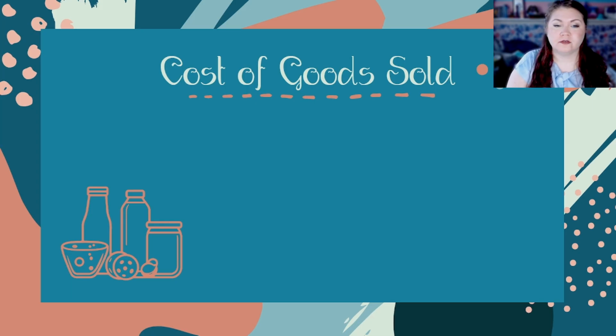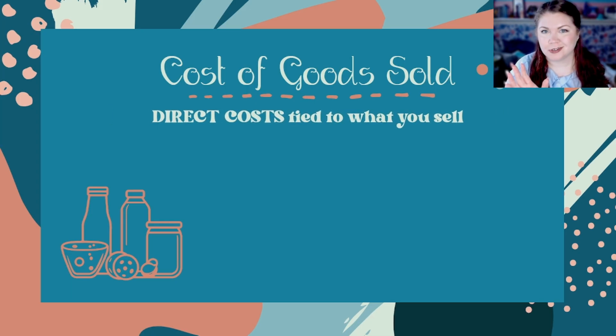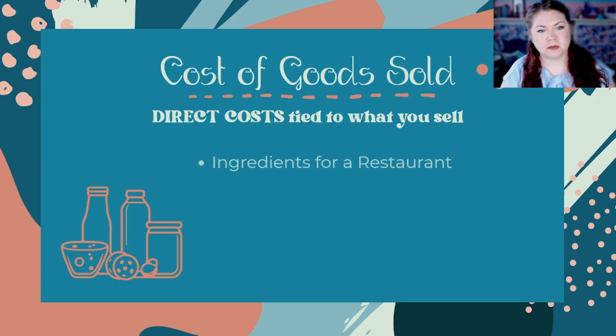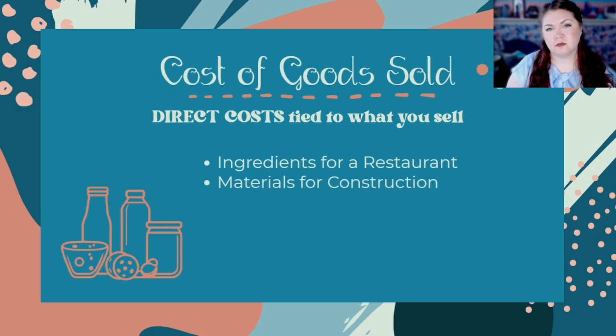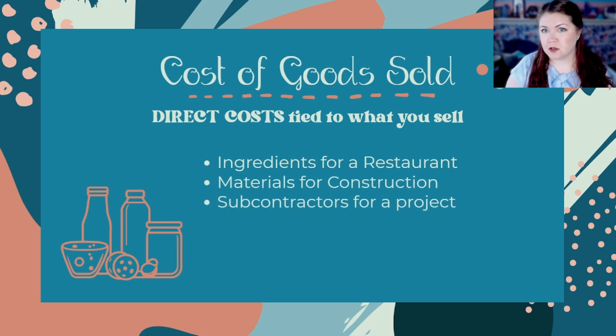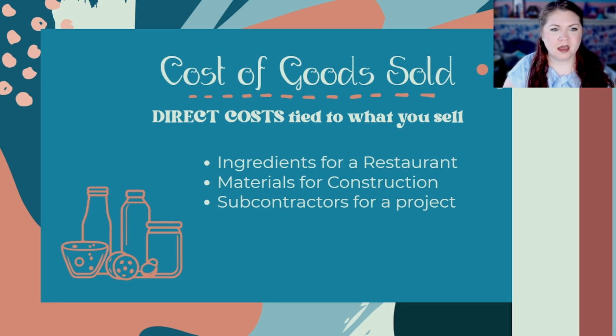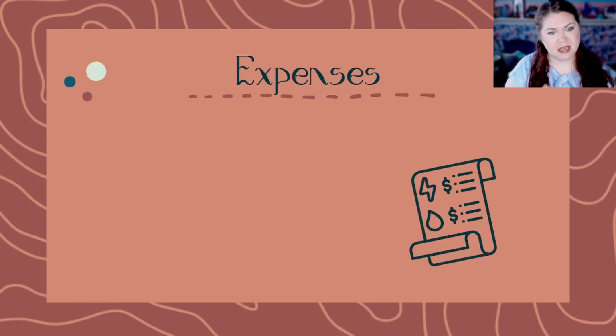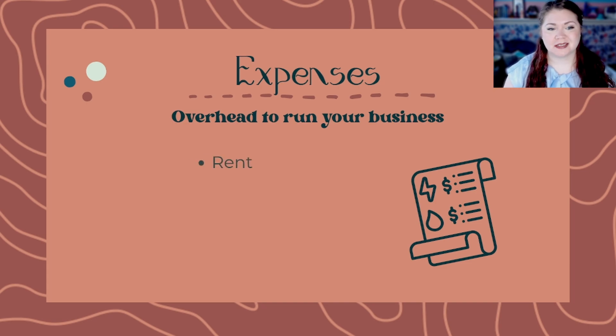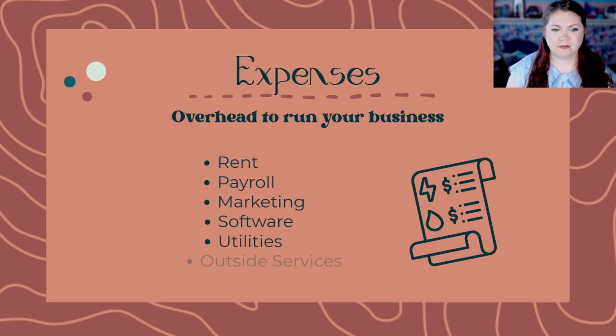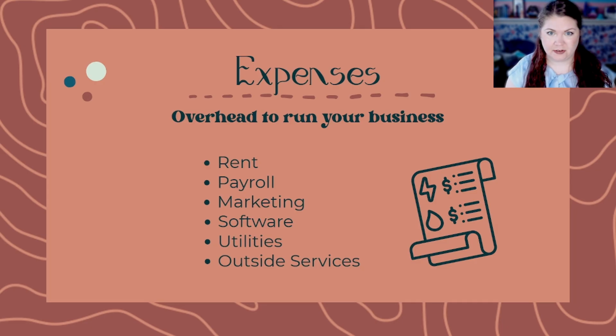Then we have cost of goods sold. This is most often referred to as COGS. This is where people get very tripped up. COGS are a direct cost tied to what you sell. Some examples are ingredients for a restaurant, materials for construction, or subcontractors for a project. If you wouldn't have that cost without the sale, it likely belongs here. And finally, we have expenses. Everything that is used to run your business. So think rent, payroll, marketing, software, utilities, outside services, etc. Also known as your overhead.